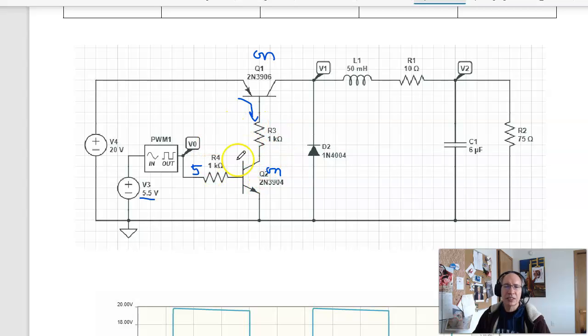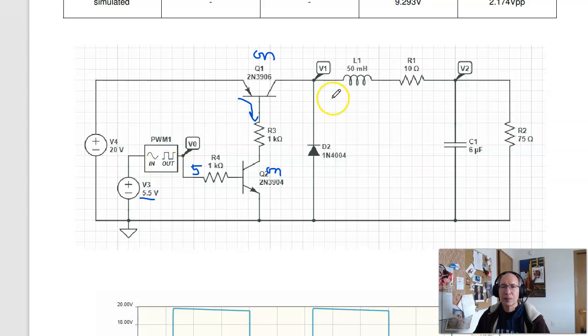That's actually how you build it in practice. And this would be a microprocessor outputting a square wave. The duty cycle I can control in software. You could also use a 555 timer. That then drives my buck converter over here.